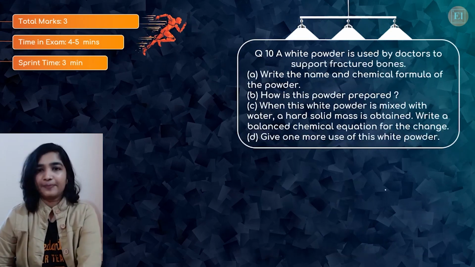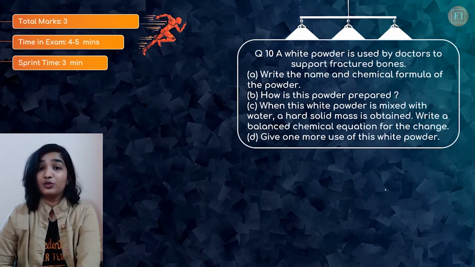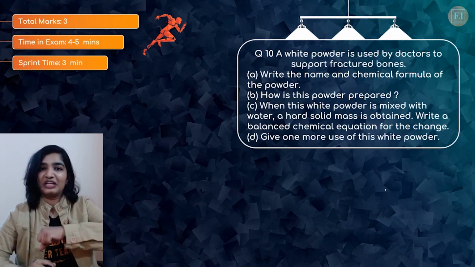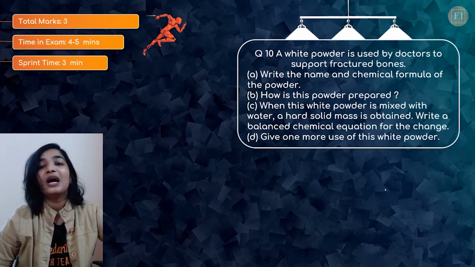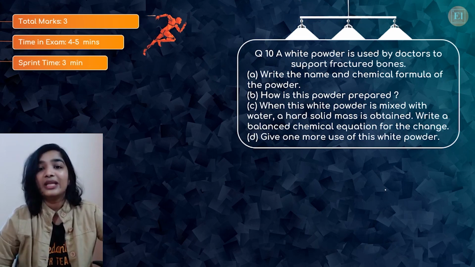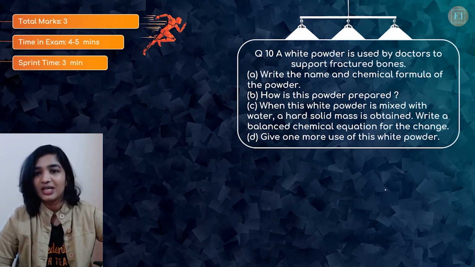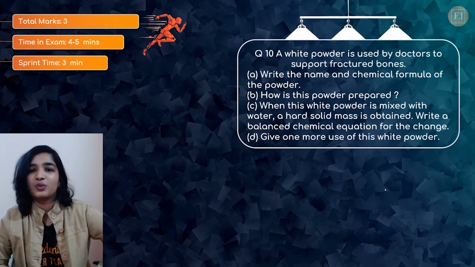Question number 10. A white powder is used by doctors to support fractured bones. Write the name and chemical formula of the powder. How is this powder prepared? When this white powder is mixed with water, a hard solid mass is obtained. Write a balanced chemical equation for the change. Give one more use of this white powder.